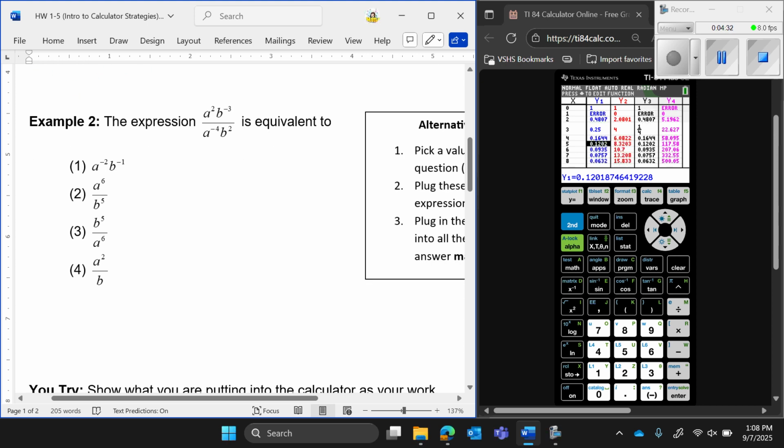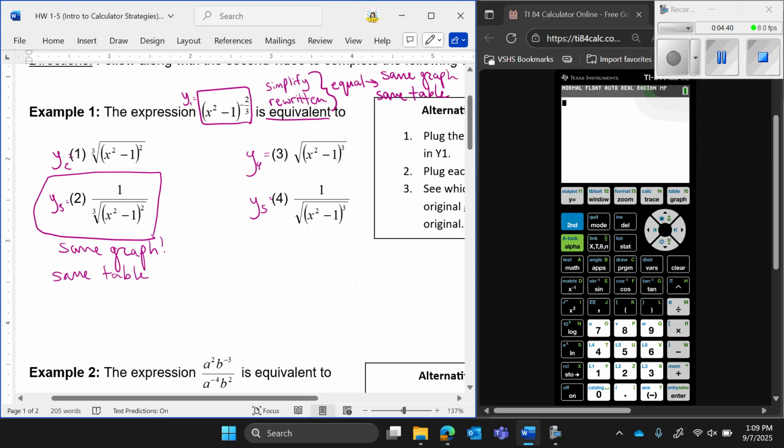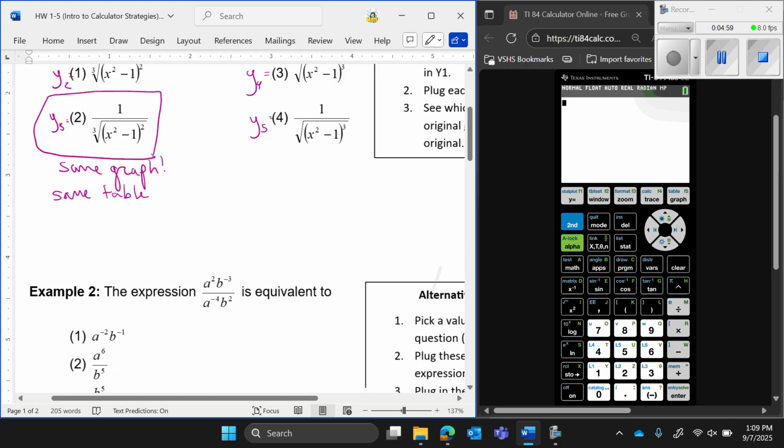So for example, 2. This one is a bit different. And the reason why it's different is, well, can you see how the first one had one variable? It only had an x. And in the second one, you have 2 variables. You have a and b. The issue is we can only plug one variable into y equals. So anytime you have more than one variable, the strategy goes out the window and you need an alternate strategy.